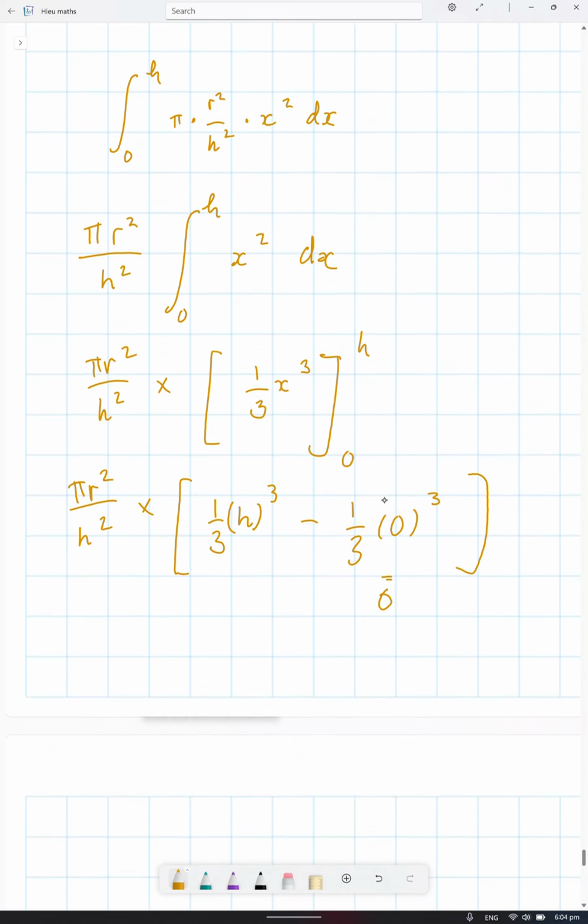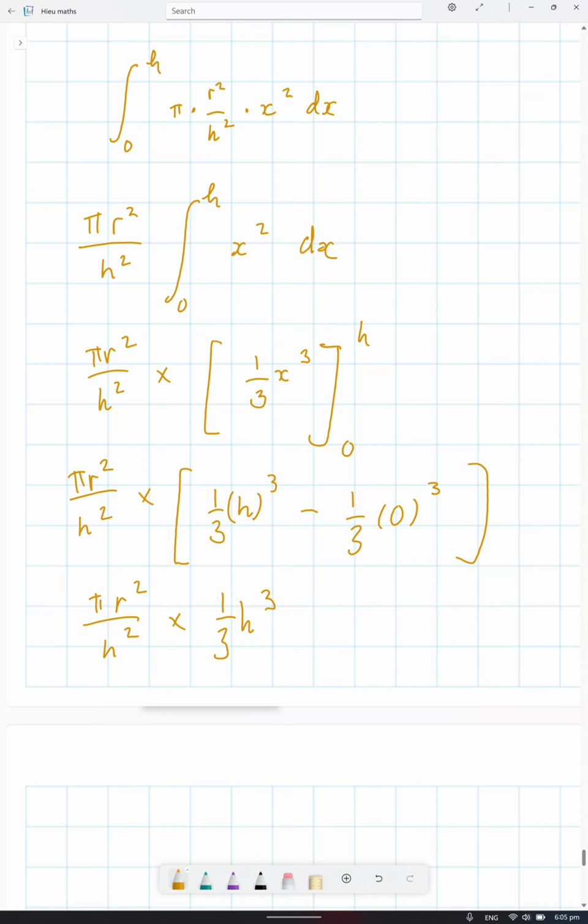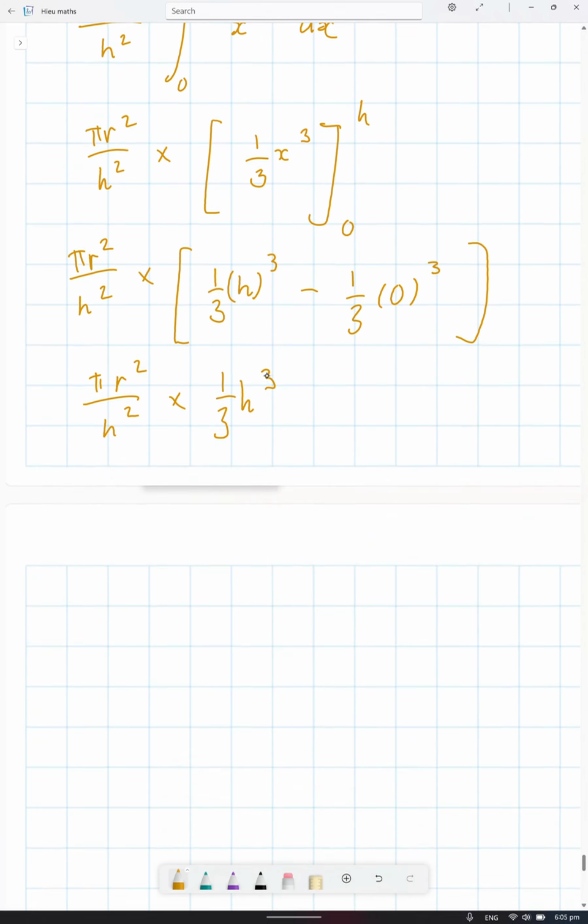This is just equal to 0, right? Because 0 cubed is 0, 1/3 multiplied by 0 is 0. So this is equal to h cubed. And all we have to do is simplify this. So I'm going to put it all together first: pi r squared, h cubed over 3h squared.